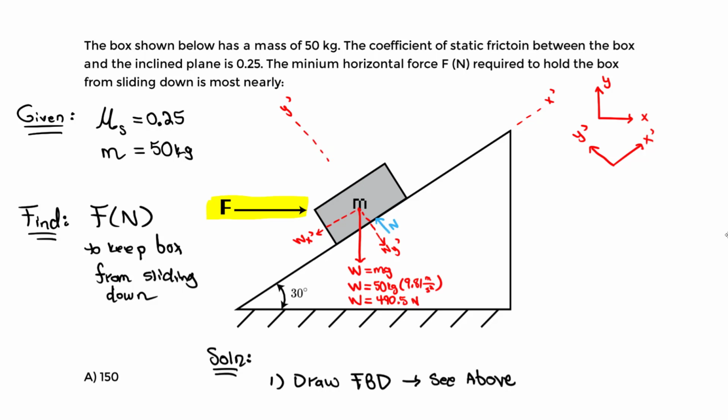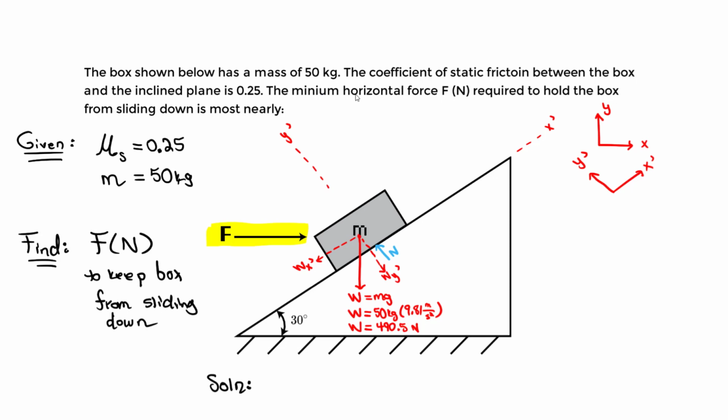So we have that. Then we have which force? We have something called the frictional force. But the tricky thing here is, is it going to go up this way or down? The way you arrive at the direction is by looking at the question. We want to find the minimum horizontal force required to hold the box from sliding down. So the box is trying to slide down, right? That means the frictional force always resists the direction of motion. Since the box is trying to slide down, the frictional force is going to be going up, right? So this is our frictional force.